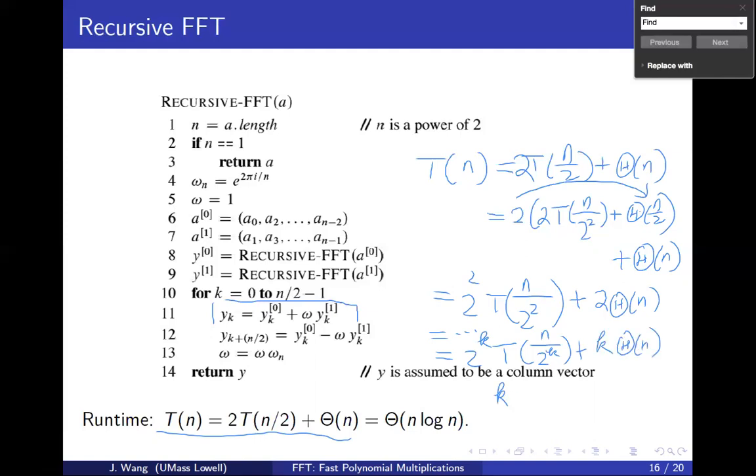And when k is equal to log n, 2 to the k is equal to n, and T of n over 2 to the k is just T of 1. So that is a constant. So this part is just in the order of n, and this part is in the order of log n times n. So that's n log n. So hence this is done.